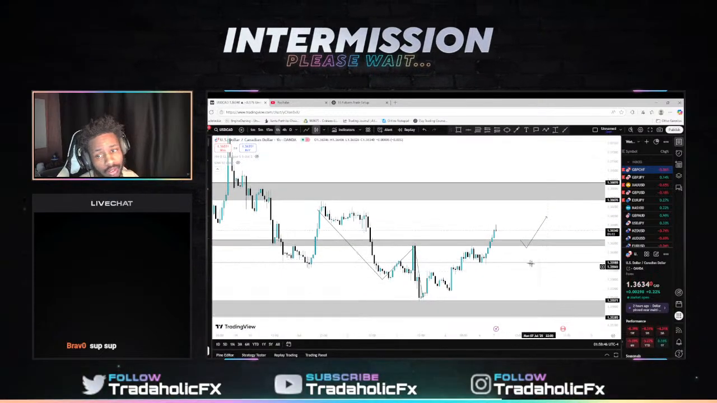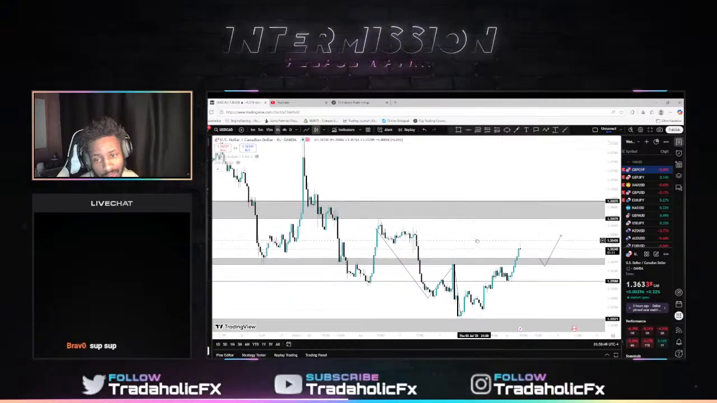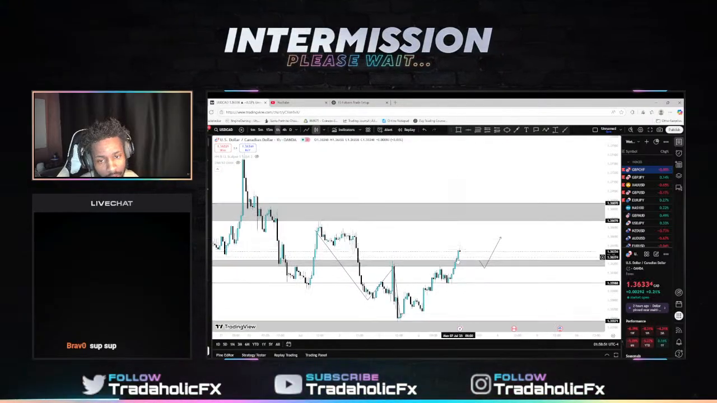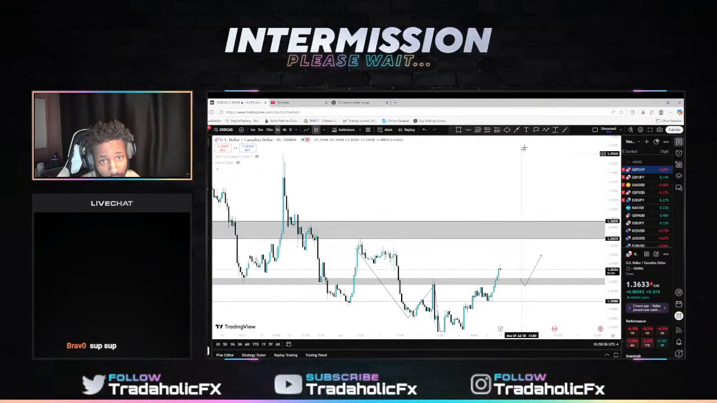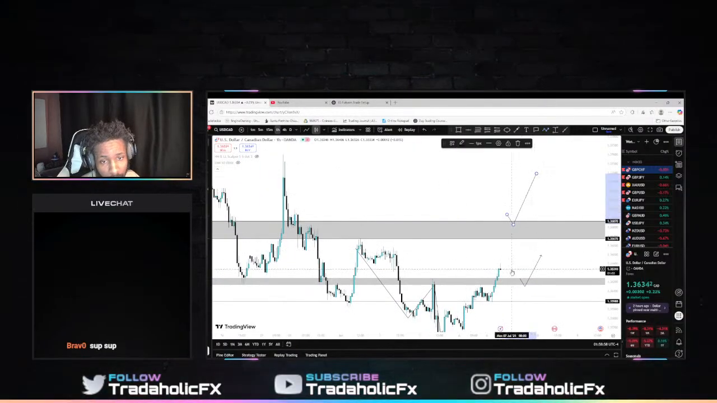Other than that, if you don't get a pullback and price just decides to continue up, you just avoid taking that trade because it's too aggressive for no real pullback, even though I trade break and retest. Other than that, I'll get some potential buys up here.